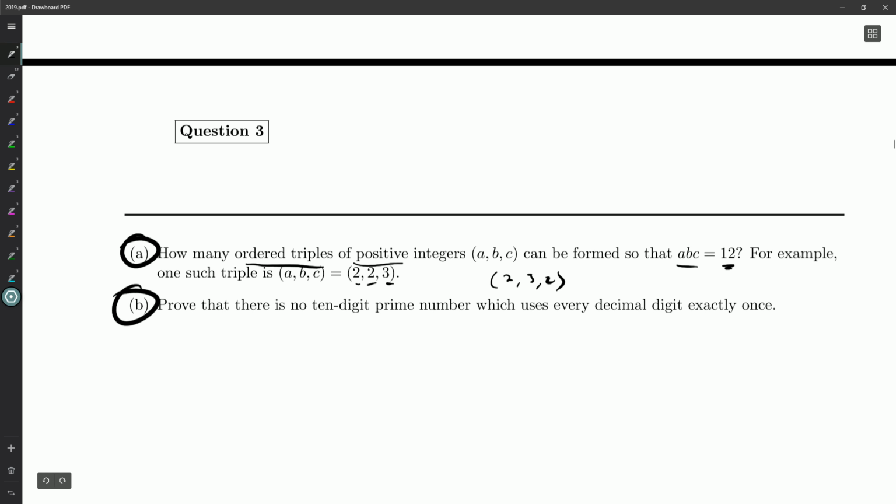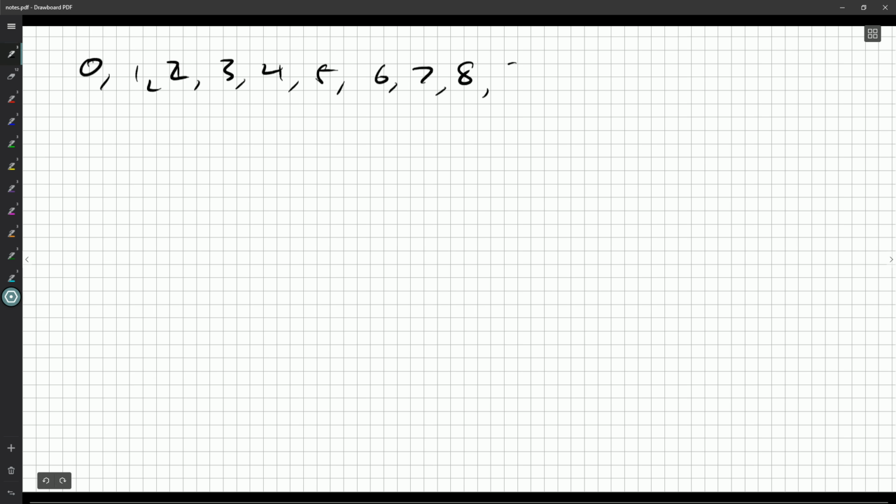Okay, so B. Prove that there is no 10-digit prime number which uses every decimal digit exactly once. Okay, so it'd have to be 10 digits, and you'd need to use the digits 0, 1, 2, 3, 4, 5, 6, 7, 8, 9. And that's it. So some order, but there's going to be 10 factorial, which is a big number off the top of my head.